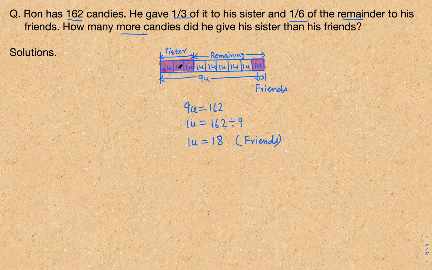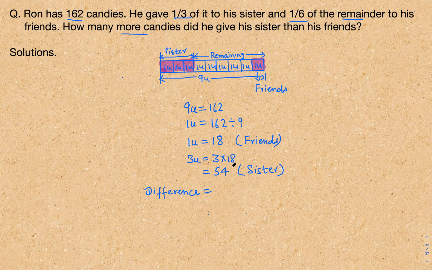So how many units did his sister get? Clearly from here, 3 units. So we can simply calculate how much will be 3 units. That is 3 times 18, and that will give you 54. So his sister has got 54 candies. And then we can quickly find the difference between the two, because we have to find out how much more his sister got than his friend.